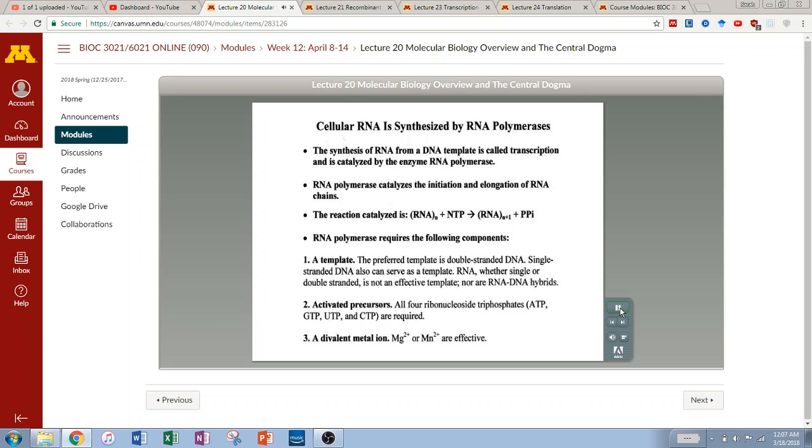Activated precursors are also required. All 4 ribonucleoside triphosphates, ATP, GTP, UTP, and CTP, are necessary. A divalent metal ion to interact with the nucleotides is also required. Either magnesium or manganese is effective.